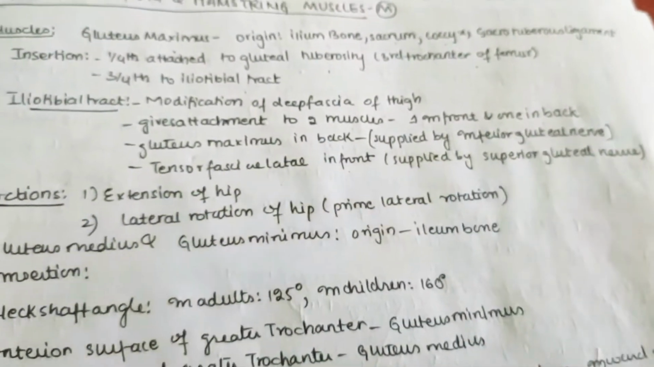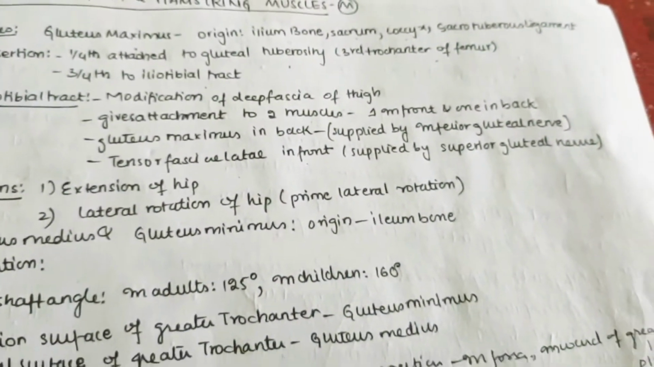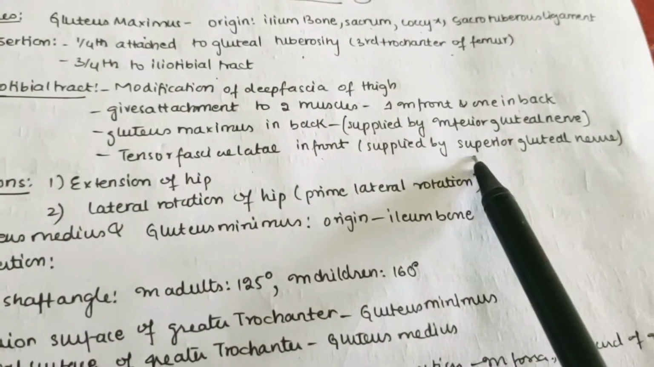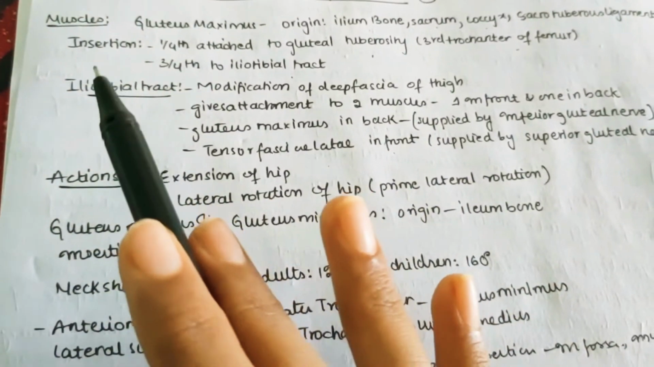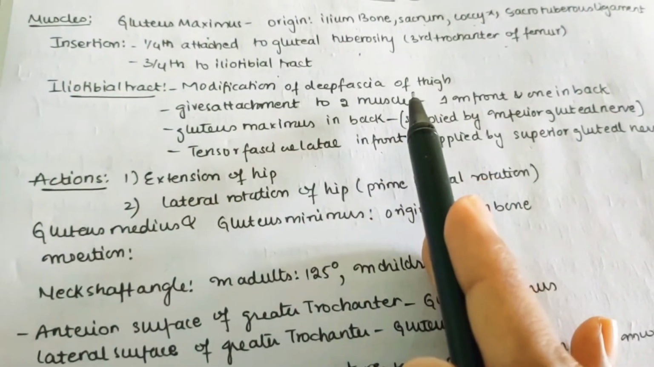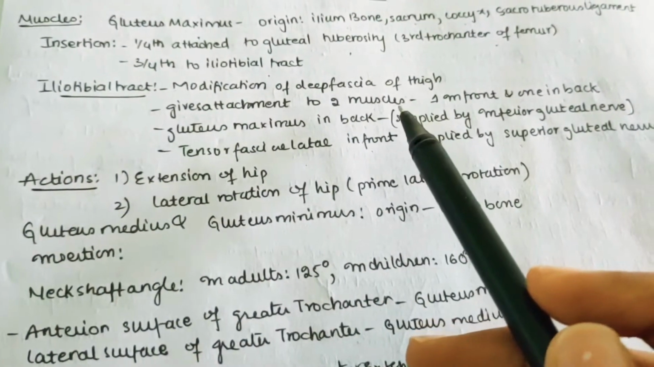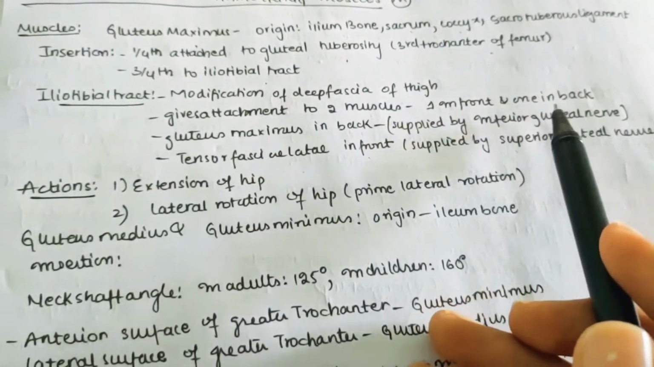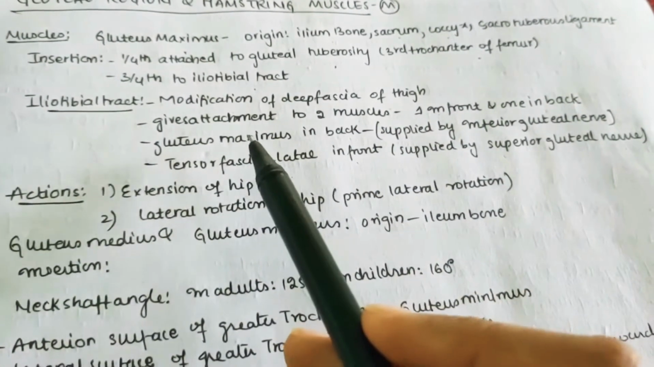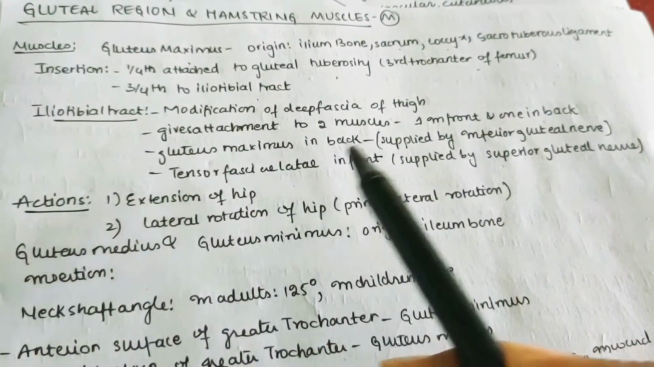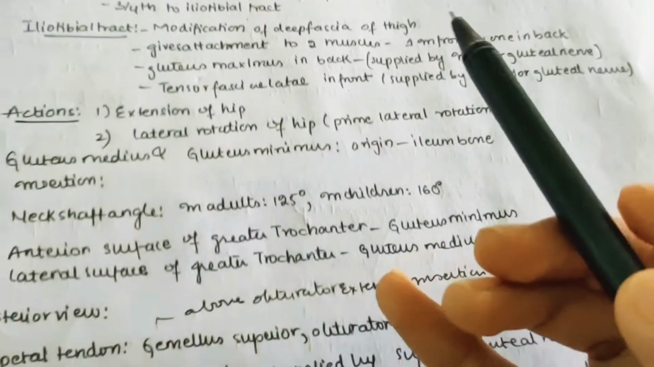This gluteus maximus is supplied by the inferior gluteal nerve, whereas the tensor fascia lata in front is supplied by the superior gluteal nerve. So once again let us revise the iliotibial tract. It is a modification of the deep fascia of the thigh. It gives attachment to two muscles, one in the front, one in the back. The front one is tensor fascia lata, the back one is gluteus maximus. Gluteus maximus is supplied by the inferior gluteal nerve. Tensor fascia lata is supplied by the superior gluteal nerve.